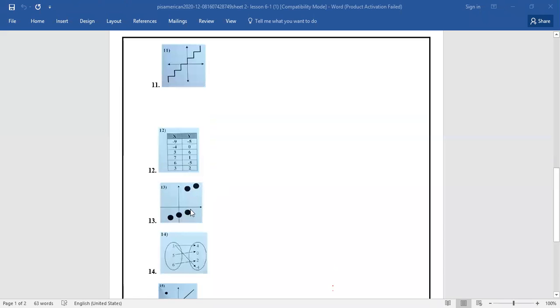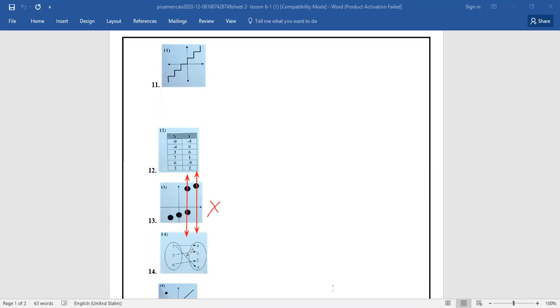Question number 13. It's a graph. What do we have to do directly? Exactly, we have to use the vertical line test. Intersect at one point, intersect at 2 points. So we have to stop now. Why do we have to stop? Because in this case, it has 2 images. For this reason, we will say that this one is not a function.